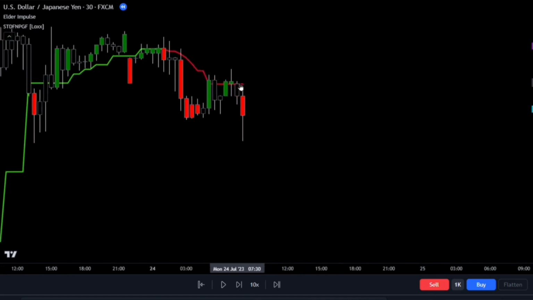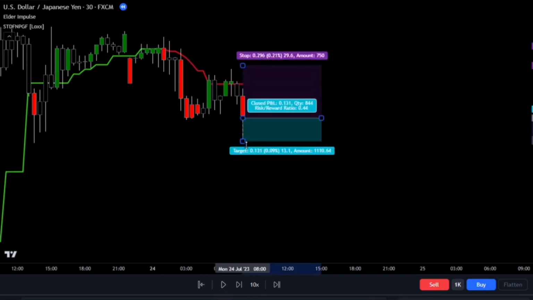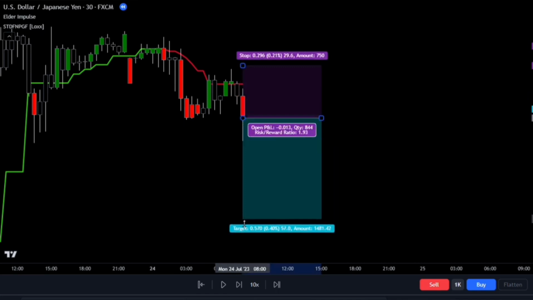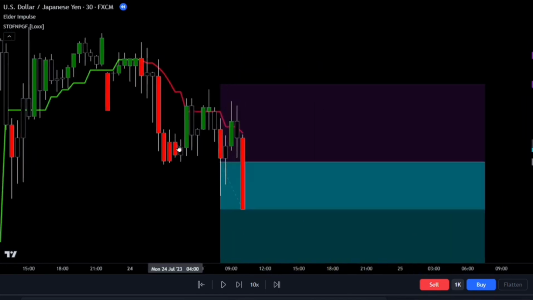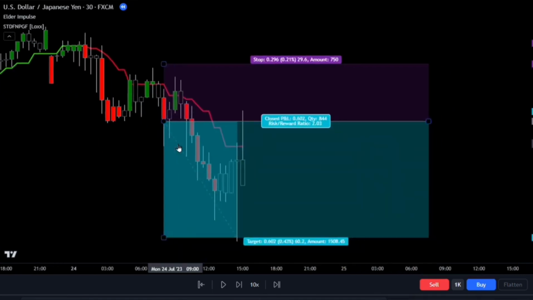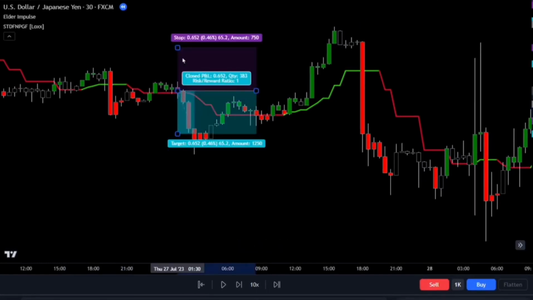For the stop loss, we use the most recent swing high, and for take profit, we aim for a target that is twice the amount we risked in the market. Following these steps, we can make effective sell trades. By combining these two indicators, you have the potential to improve your trading accuracy and achieve impressive results in the stock market.